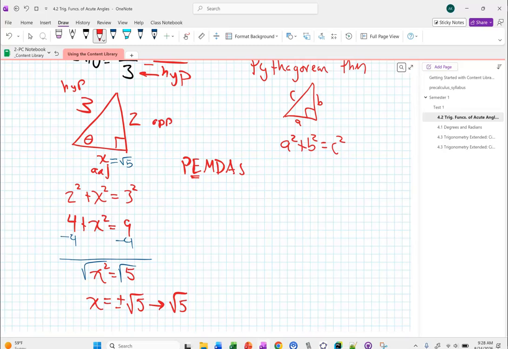Okay. Now that I have all 3 side lengths of my triangle, I'm ready to fill in my values for cosine, tangent, cosecant, secant, and cotangent. So cosine theta is adjacent over hypotenuse. That should be square root 5 over 3. Tangent is opposite over adjacent. That should be 2 over square root 5.